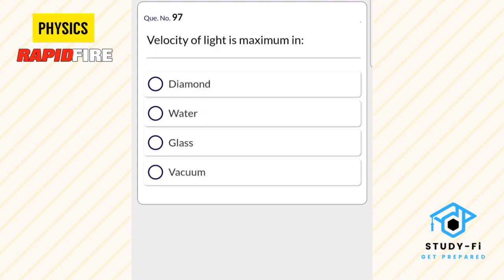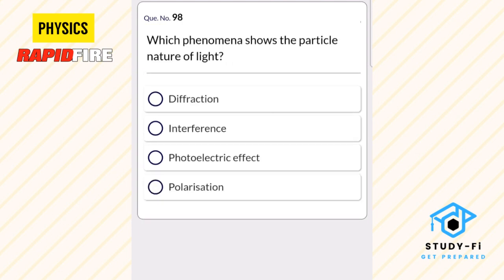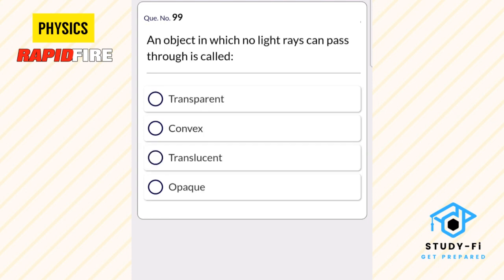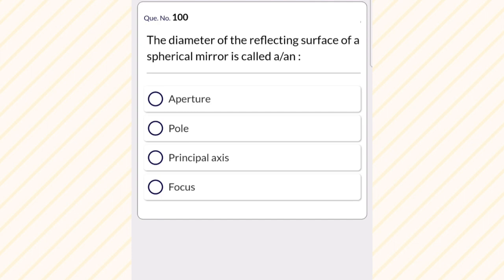Velocity of light is maximum in vacuum. Which phenomena shows the particle nature of light? Photoelectric effect. An object in which no light rays can pass through is called opaque object. The last question, question number 100. The diameter of the reflecting surface of a spherical mirror is called aperture.